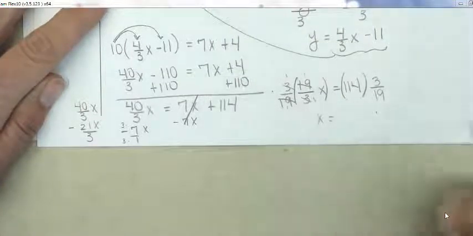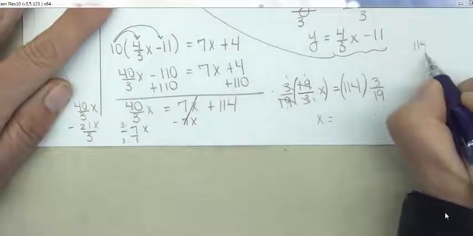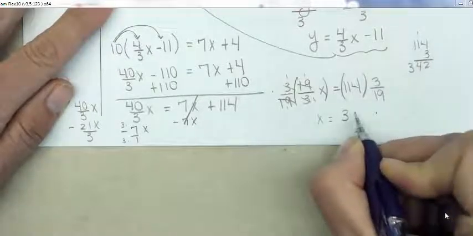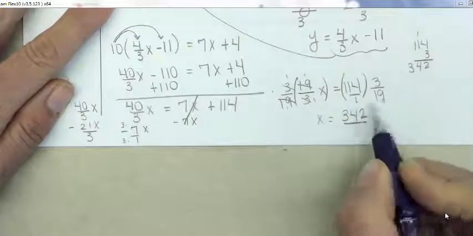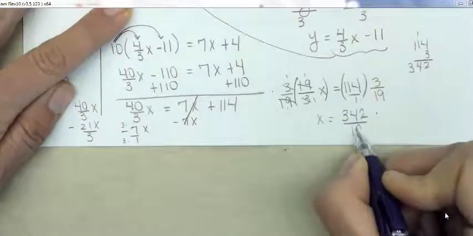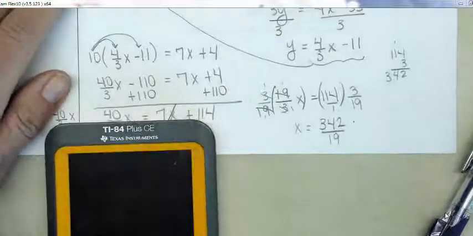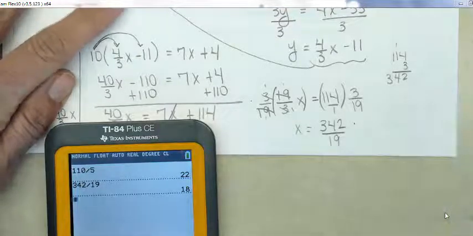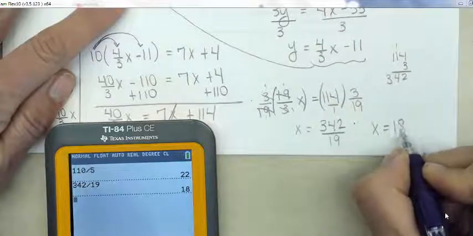So x equals, oh, what's that going to give us? 114 times 3, 342. This is like, think of that over 1, so then 1 times 19. And I think I'm going to use my calculator at this point. So 342 divided by 19. Oh, it's exactly 18. I would have never guessed that. So x is equal to 18.